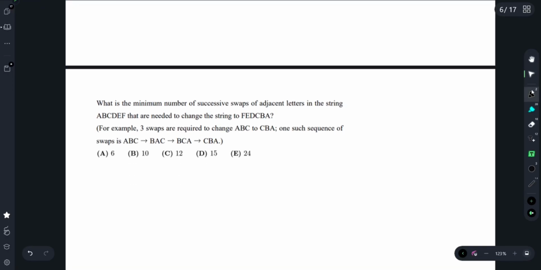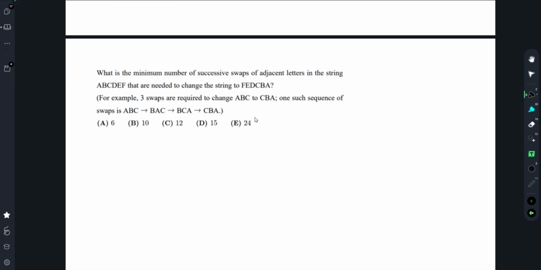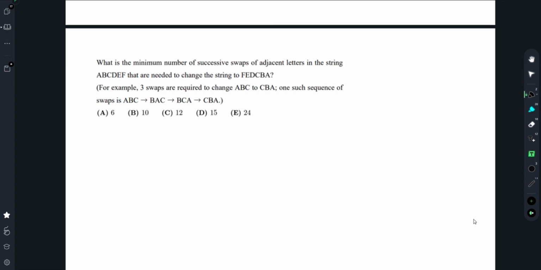Hello guys, today we're talking about AMC 10A problems 6 through 10. So what is the minimum number of successive swaps of adjacent letters in the string A, B, C, D, E, F that are needed to change the string to F, E, D, C, B, A?